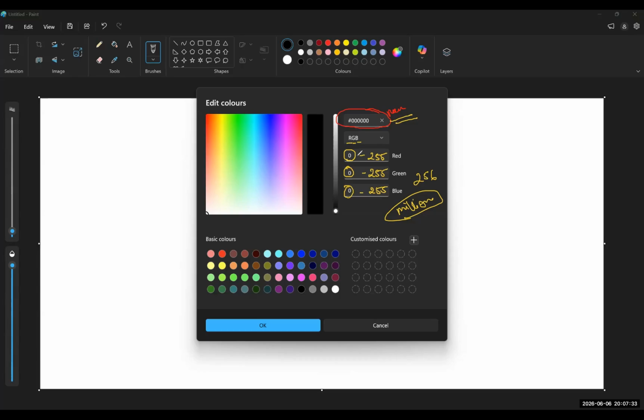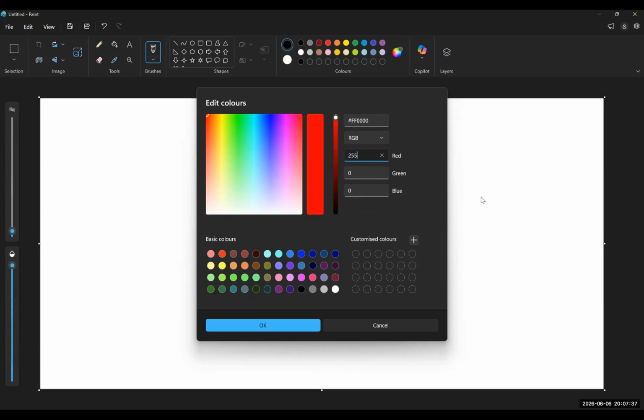Understood? I can also show you now. Suppose I type 255, you see, and the green is 0, blue is 0, I'm getting a pure red. Can you see over here?